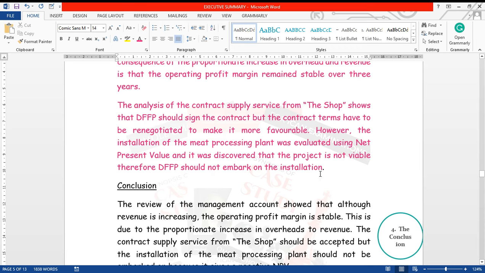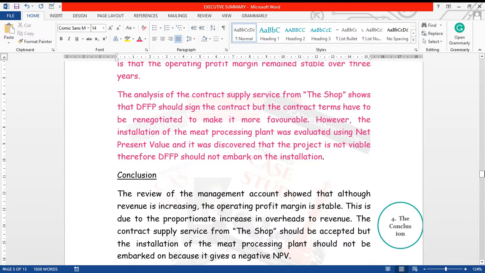Do you understand? It was discovered that the project is not viable because there was a negative NPV. So you should not embark. So you have summarized requirement one and requirement two. Since I did not do heading by heading, I did not separate requirement one and requirement two.